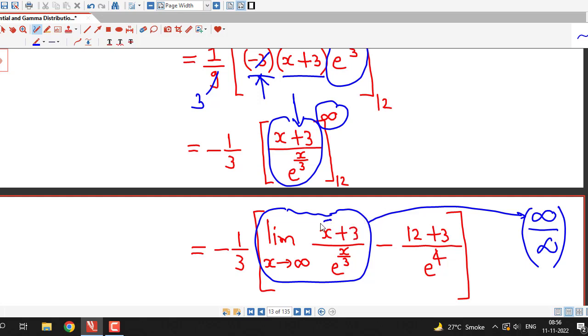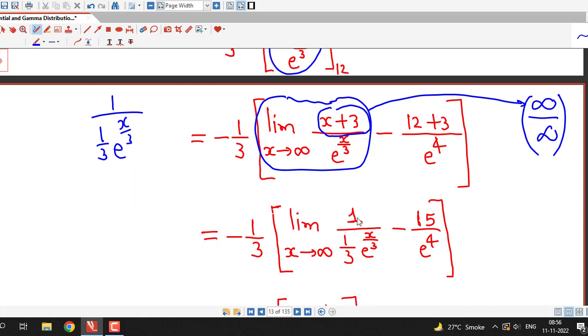So in the next step we take the derivative of x plus 3 and e raised to x by 3 separately. The derivative of x plus 3 is 1, and the derivative of e raised to x by 3 is e raised to x by 3 into the coefficient of x, which is 1 by 3. So that I have written here: derivative of x plus 3 is 1, derivative of e raised to x by 3 is 1 by 3 e raised to x by 3. So that I have applied L'Hospital rule, and this becomes 15 divided by e raised to 4.